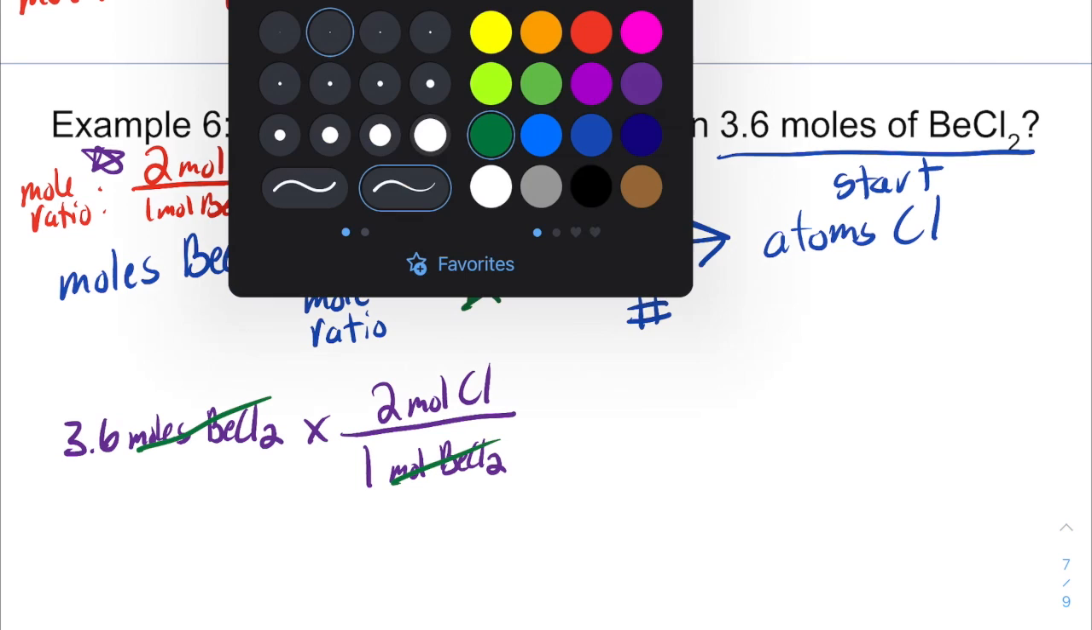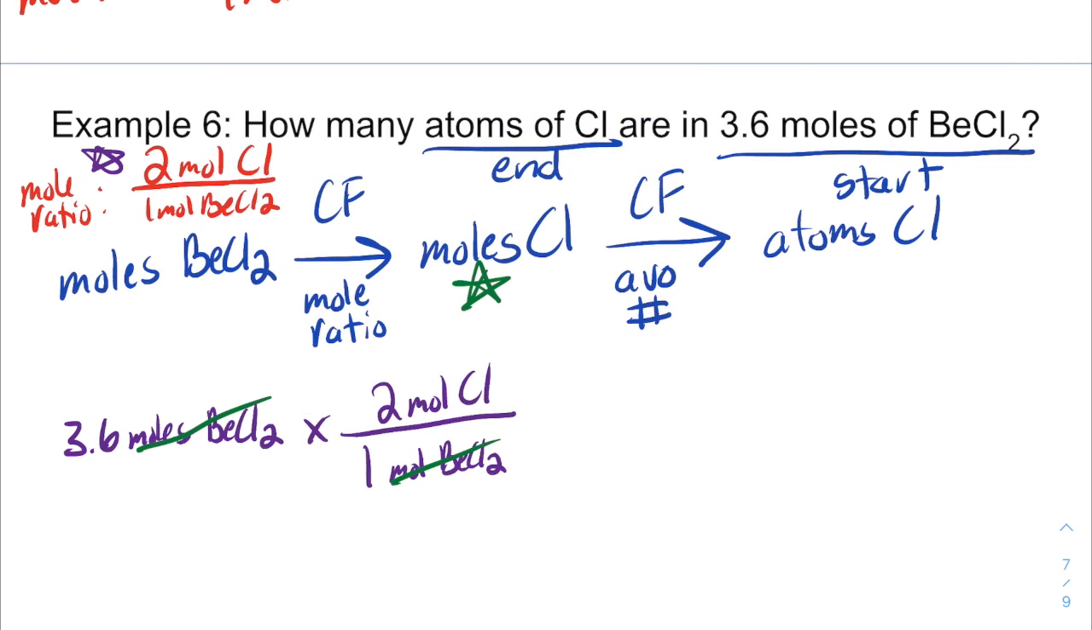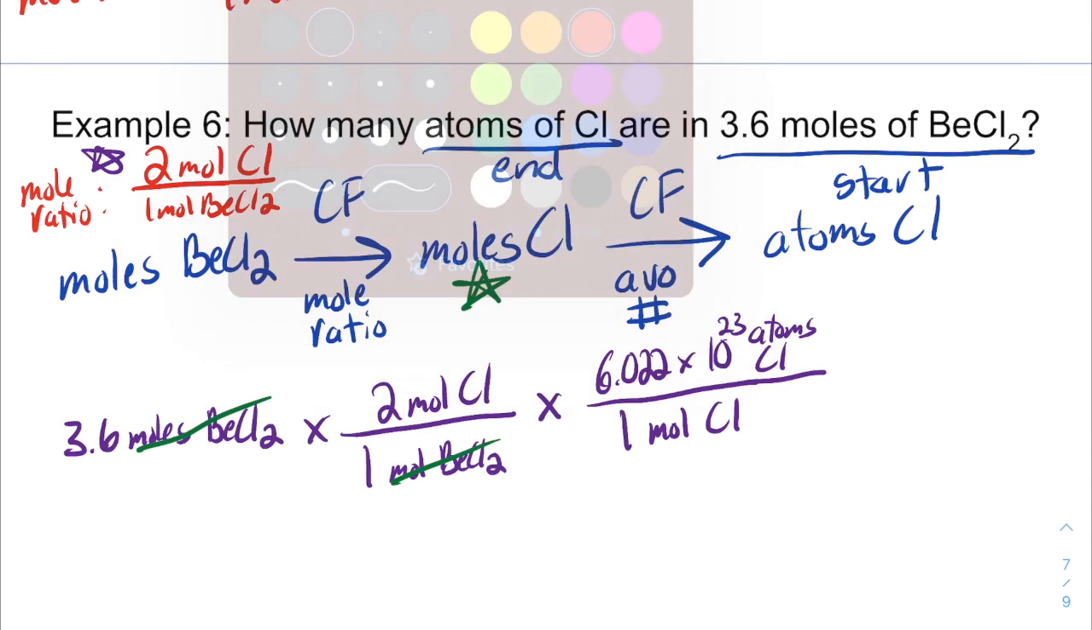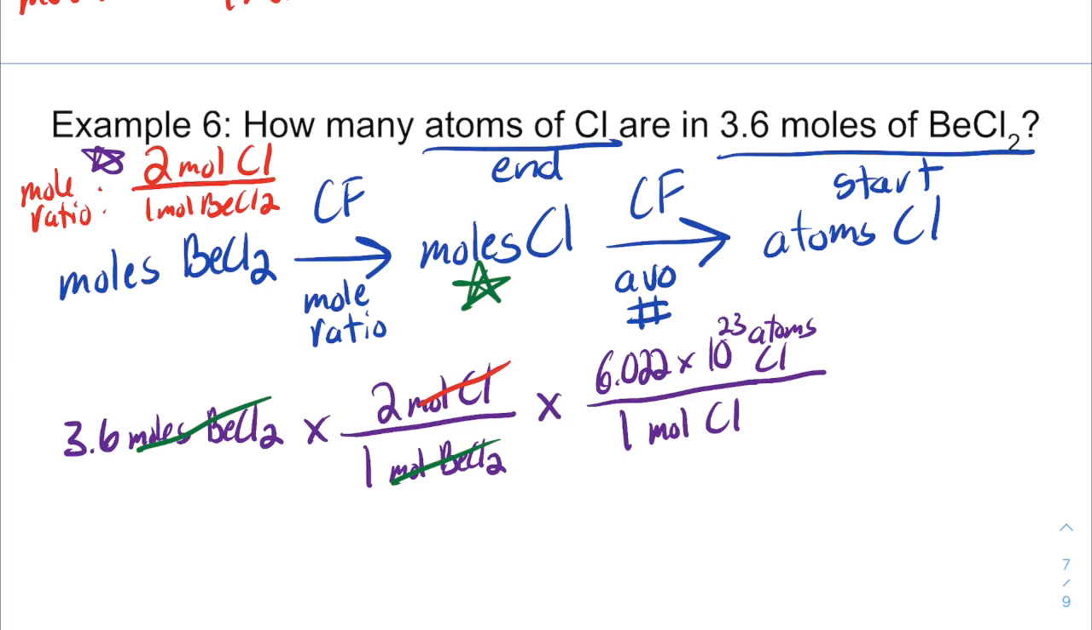Now I need to go to the next step. Now my next conversion factor is going to be Avogadro's number. 1 mole of Cl is equal to 6.022 times 10 to the 23rd atoms Cl. Stop, check, do my units cancel? Moles of Cl, moles of Cl. And I'm left with atoms of Cl, which is where I wanted to end.